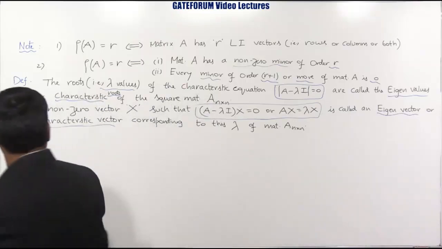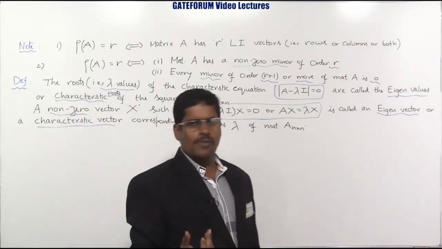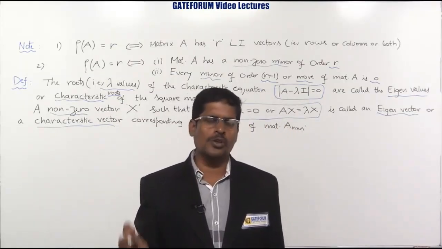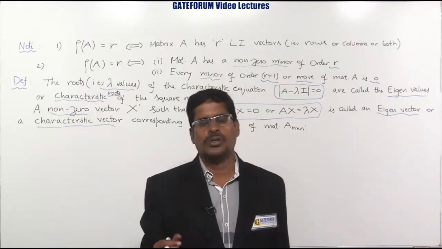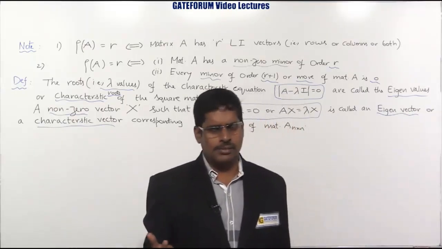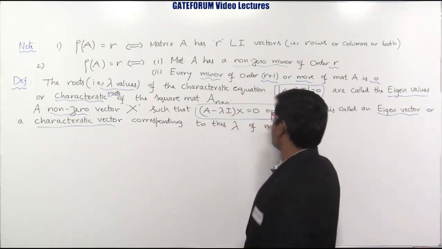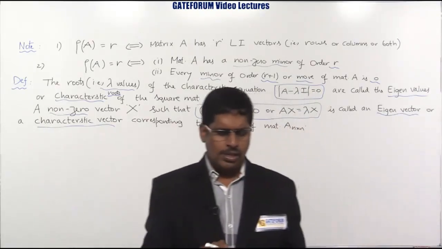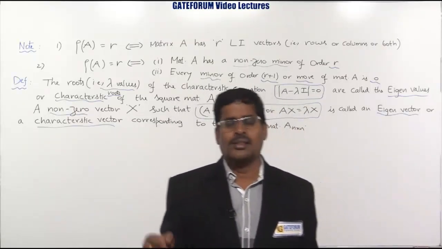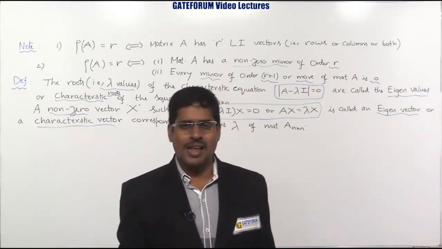So the next step is finding a non-zero vector x. Vector means either row vector or column vector. What does non-zero vector mean? At least one element in that column or row matrix is not equal to 0. That is called non-zero vector x. So there are so many non-zero vectors. So you have to find such a vector x satisfying this equation. What is that equation? Matrix A minus lambda I into x gives 0 matrix. I already told you how to write A minus lambda I.